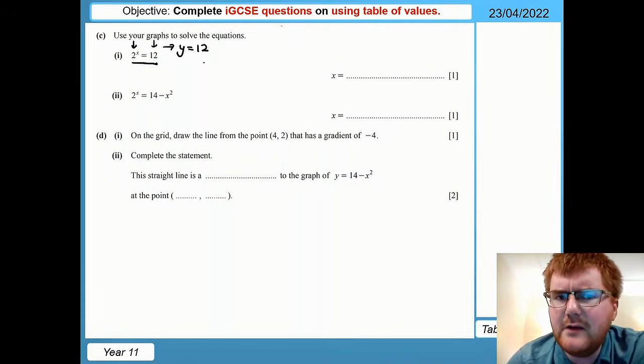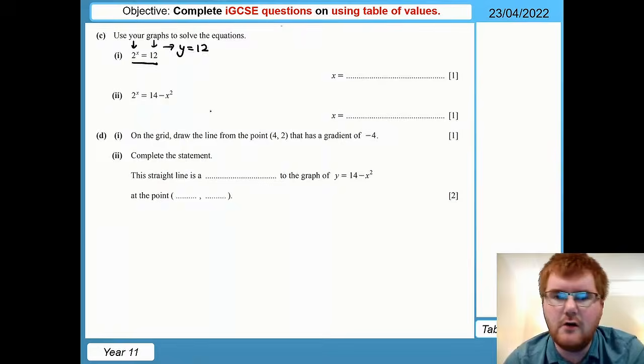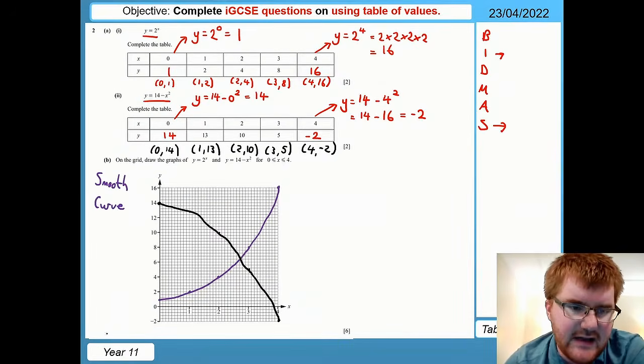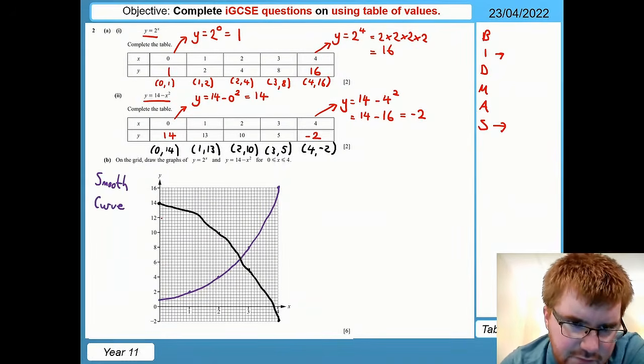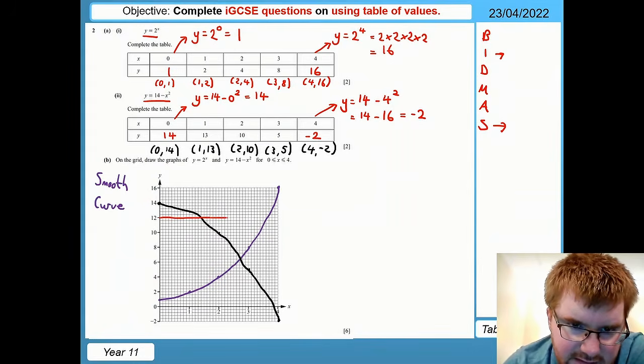Now, what does the line y equals 12 look like? Well, that is a horizontal line that goes across at 12. So you can see lots of colours here. It's going to go to red this time. So you want to draw a horizontal line all the way across, because we may need it later on, who knows.